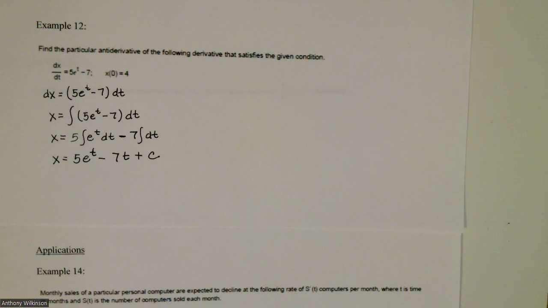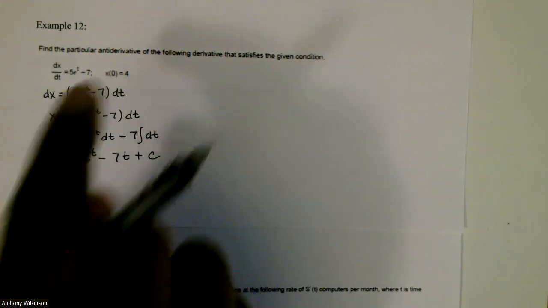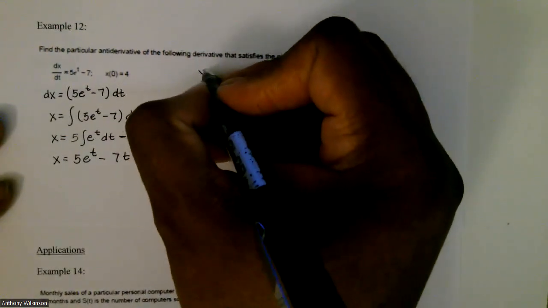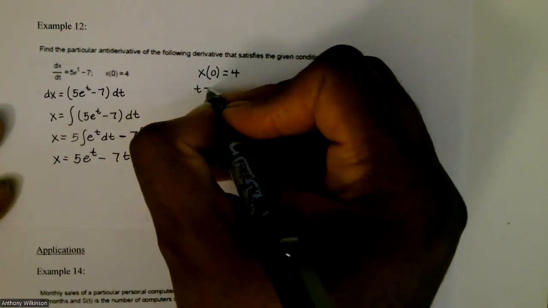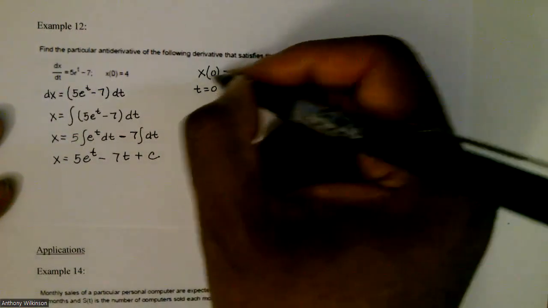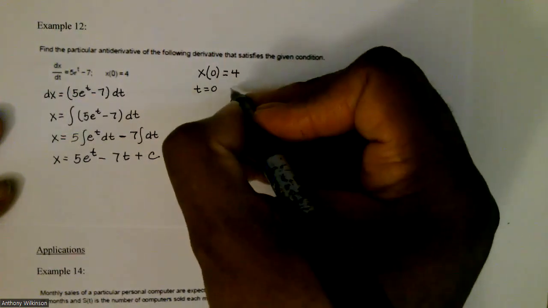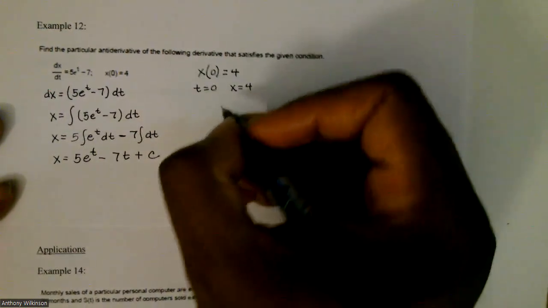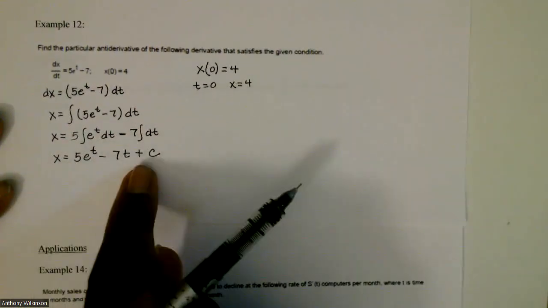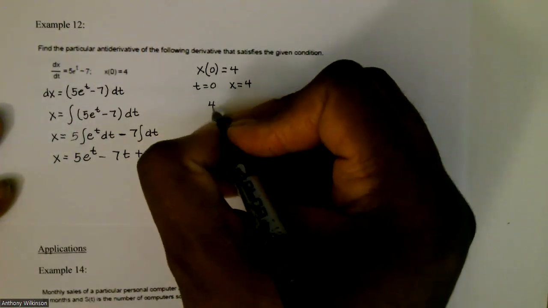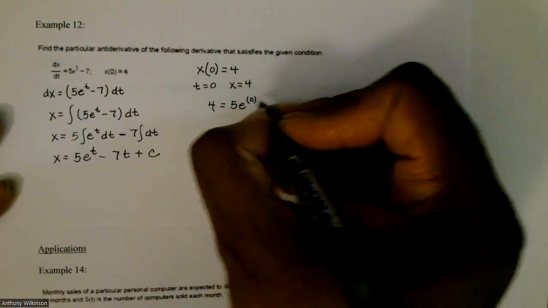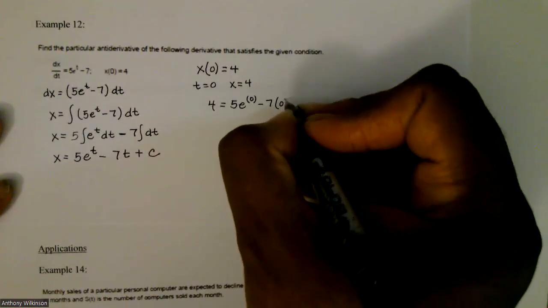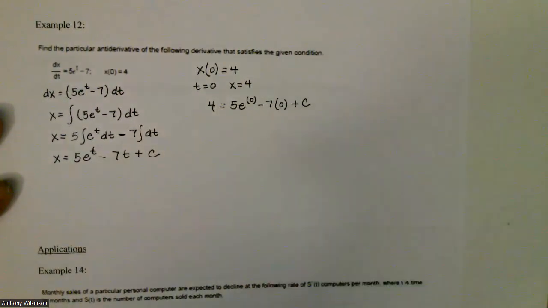Now, we need to find out what that particular antiderivative is from this condition here. X of 0 is equal to 4. That means t is 0, and that means x of 0 will be equal to 4, or just x is equal to 4. So we substitute here your x with 4, equaling to 5 e to the t, which is 0, minus 7 times t, again, that's 0, plus that constant c.